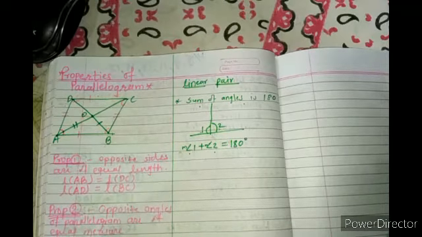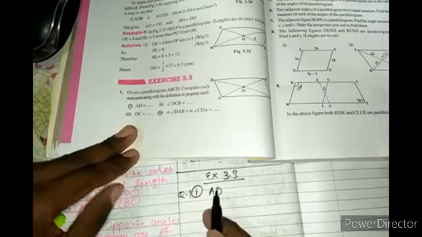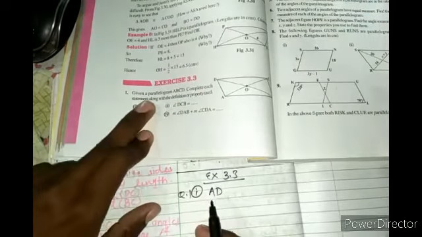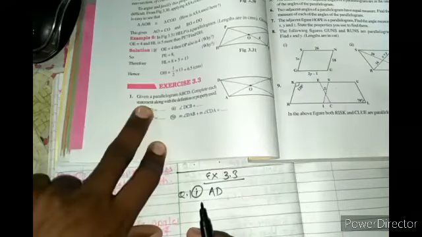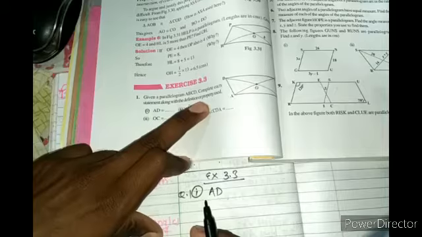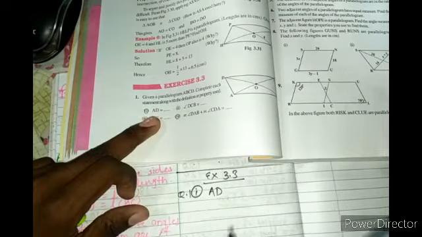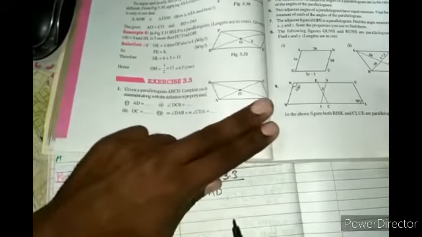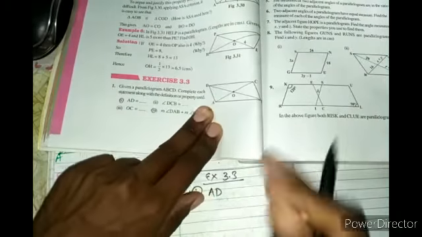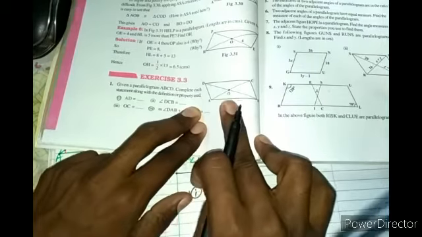But understand it, right? Okay, now we will start the exercise 3.3. First problem, given a parallelogram ABCD, complete each statement along with the definition or a property used. So on the basis of previous properties, we have to solve this problem. The given diagram is parallelogram. Here is also diagonal AC and BD, and their bisecting point is O.